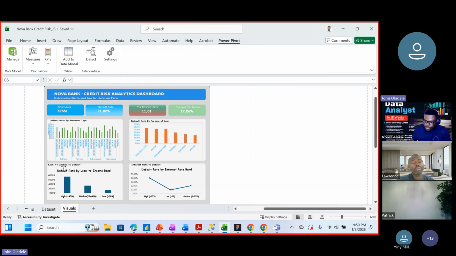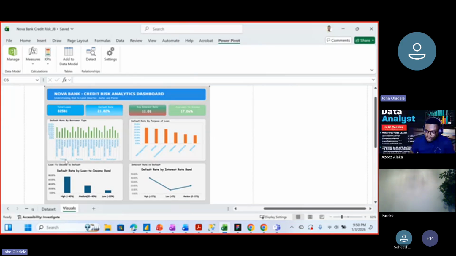borrowers based on their employment status, and based on what they want to use the loan for. So you can see the people who work full time, what they decide to use the loan they take for, and their default rates. Also, the people who work part-time, people who are self-employed, and people who are unemployed.